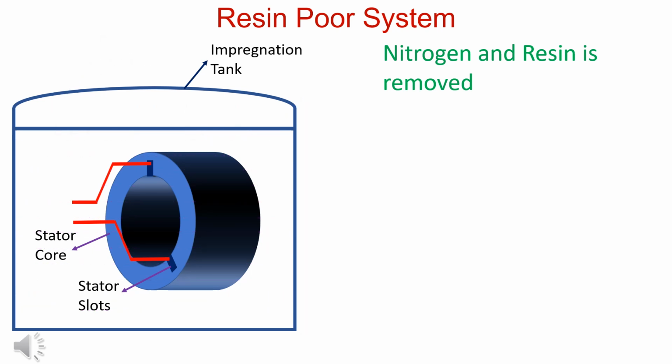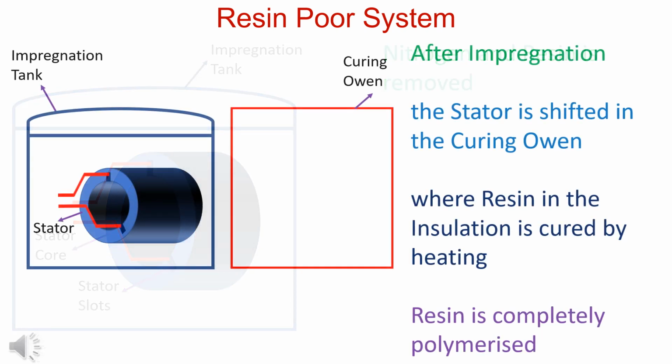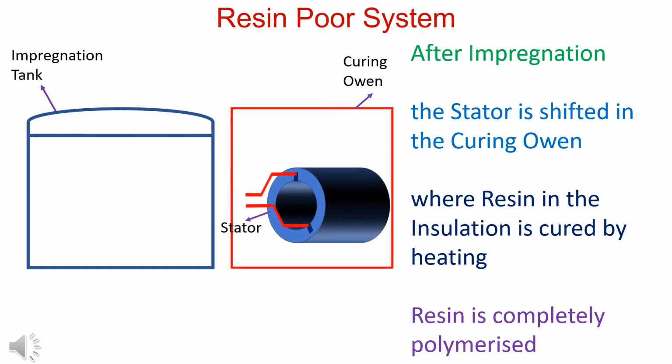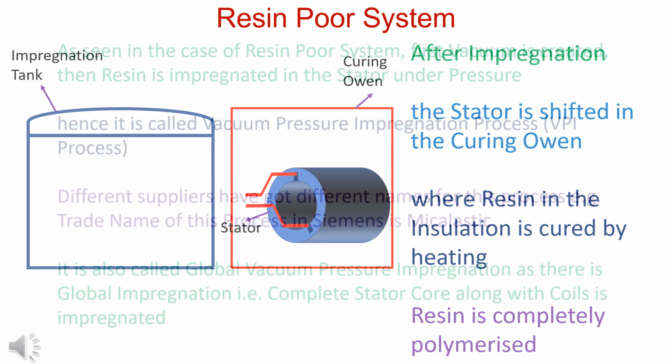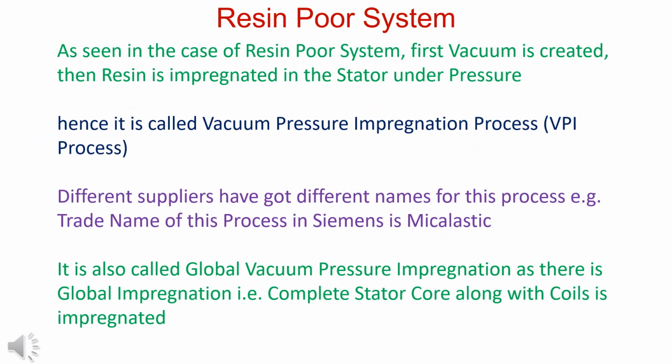Nitrogen and excess resin is removed from the tank. The stator is shifted to the curing oven. Resin in the insulation is cured by heating. This process is also called vacuum pressure impregnation process. First vacuum is created, then resin is impregnated by pressure. In Siemens, the trade name of this process is called Mica. It is also called global impregnation as complete stator along with coils is impregnated.